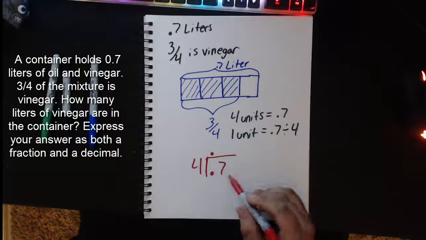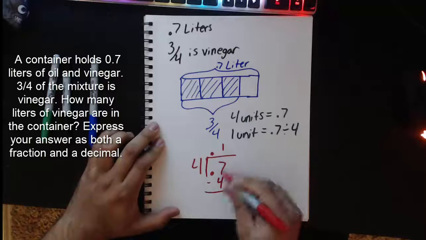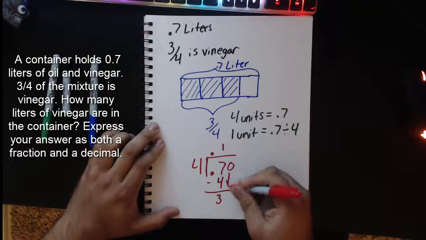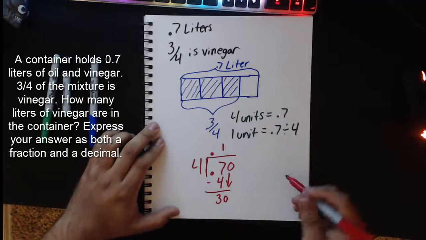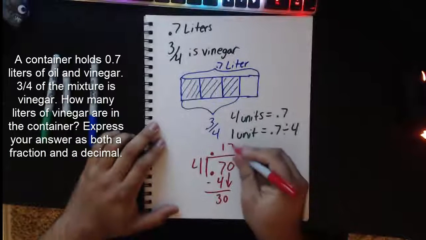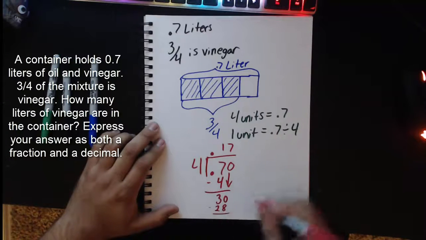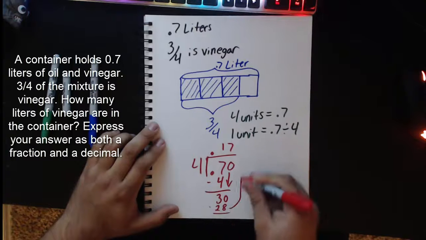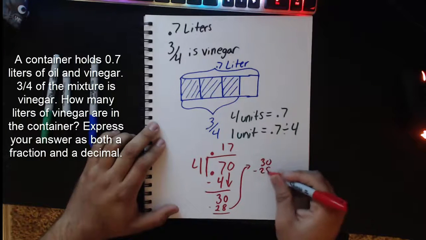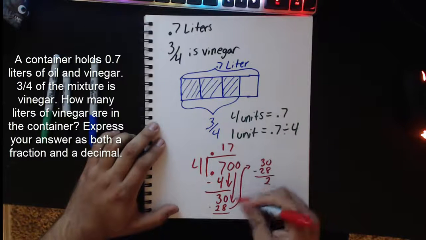4 goes to 7 one time. 7 minus 4 is 3. Bring that little 0 in there. Now we have 30. 4 times 7 is 28. Oh, ran out of room. I'm going to redo this right up here. There we are. 2. Bring down my 0.